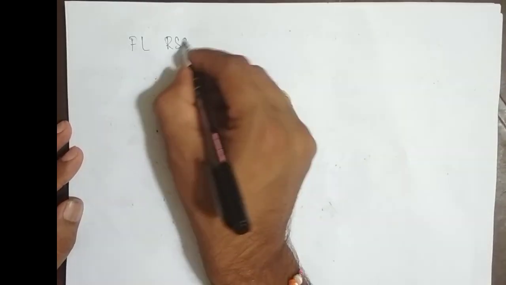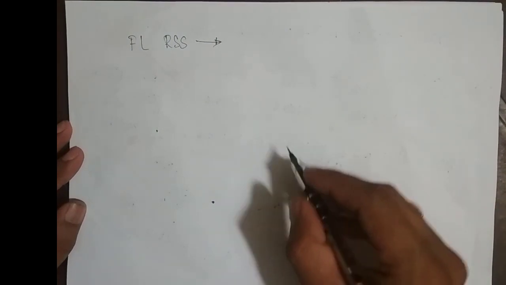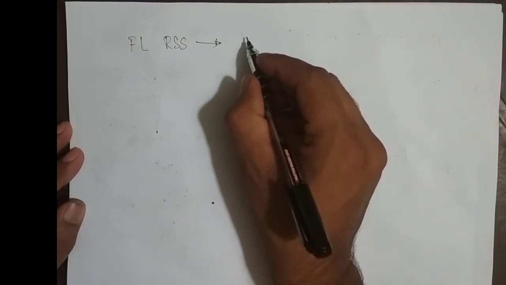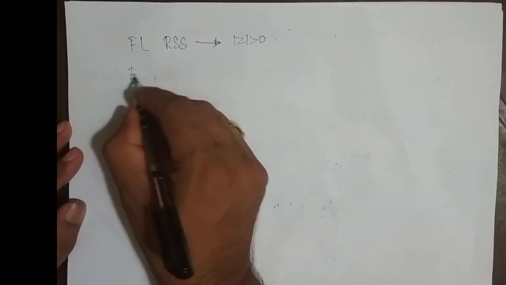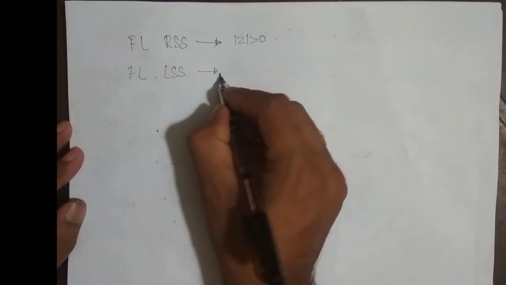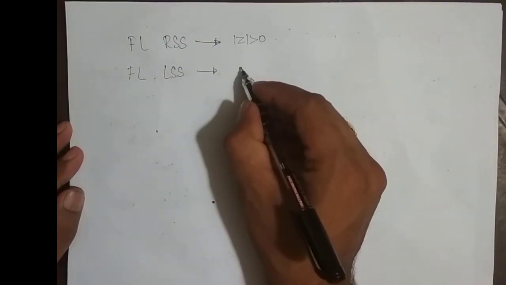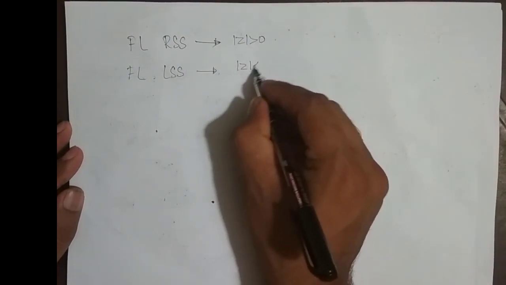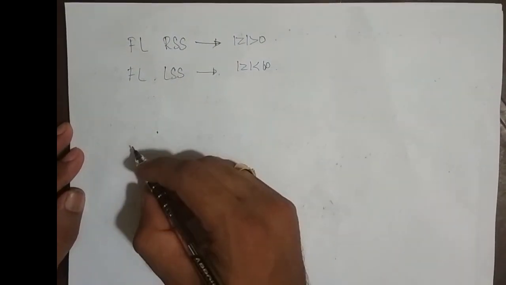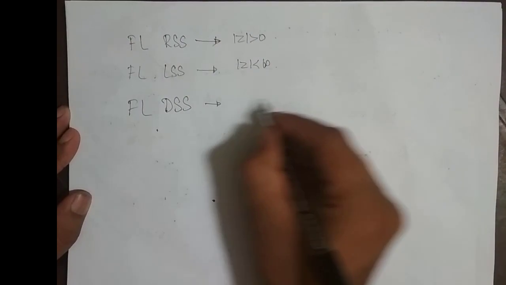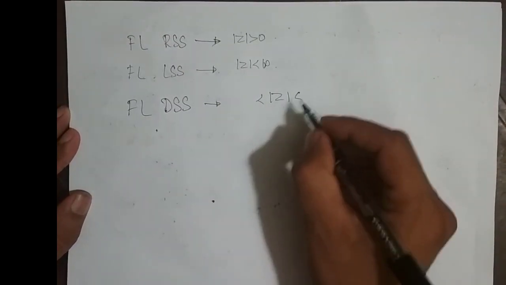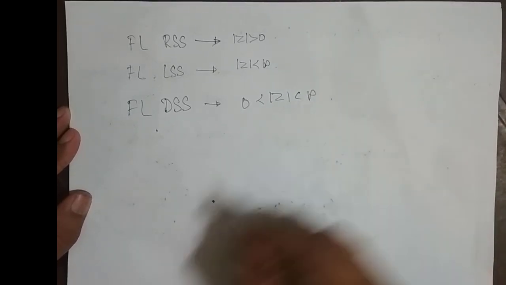We have taken up finite length right-sided sequence. What was its ROC? It was the entire Z plane except at Z equal to 0, in the sense magnitude of Z is greater than 0. And we have taken finite length left-sided sequence. What is the ROC of a finite length left-sided sequence? It was the entire Z plane except at Z equal to infinity, in the sense magnitude of Z is less than infinity. And we have taken up finite length double-sided sequence. What was its ROC? It was a combination of these two, in the sense it is greater than 0 and less than infinity.